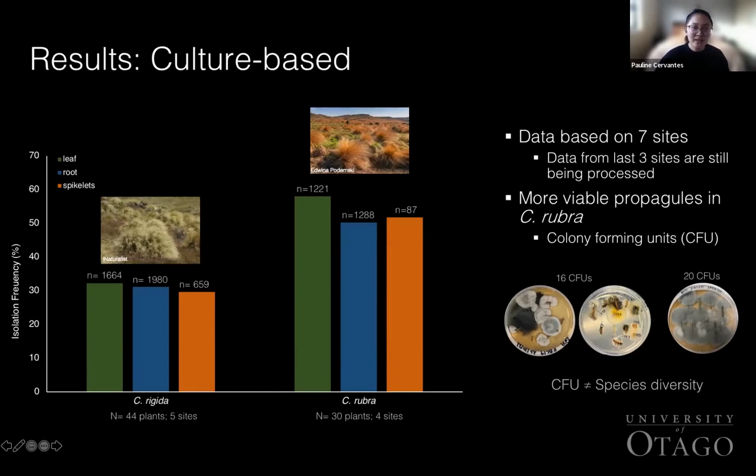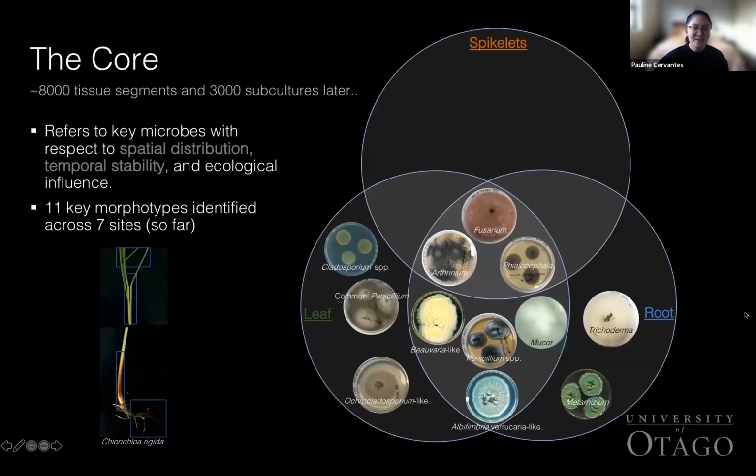So in order to actually assess the core taxa in Kainakloa, I looked at frequently occurring morphotypes and quantified how frequently they occurred within a particular site, as well as between populations in different sites. And so after plating about 8,000 tissue segments and 3,000 subcultures later, I was able to identify what I refer to as the core endomicrobiome, which refers to key taxa that occurred frequently within and between sites.